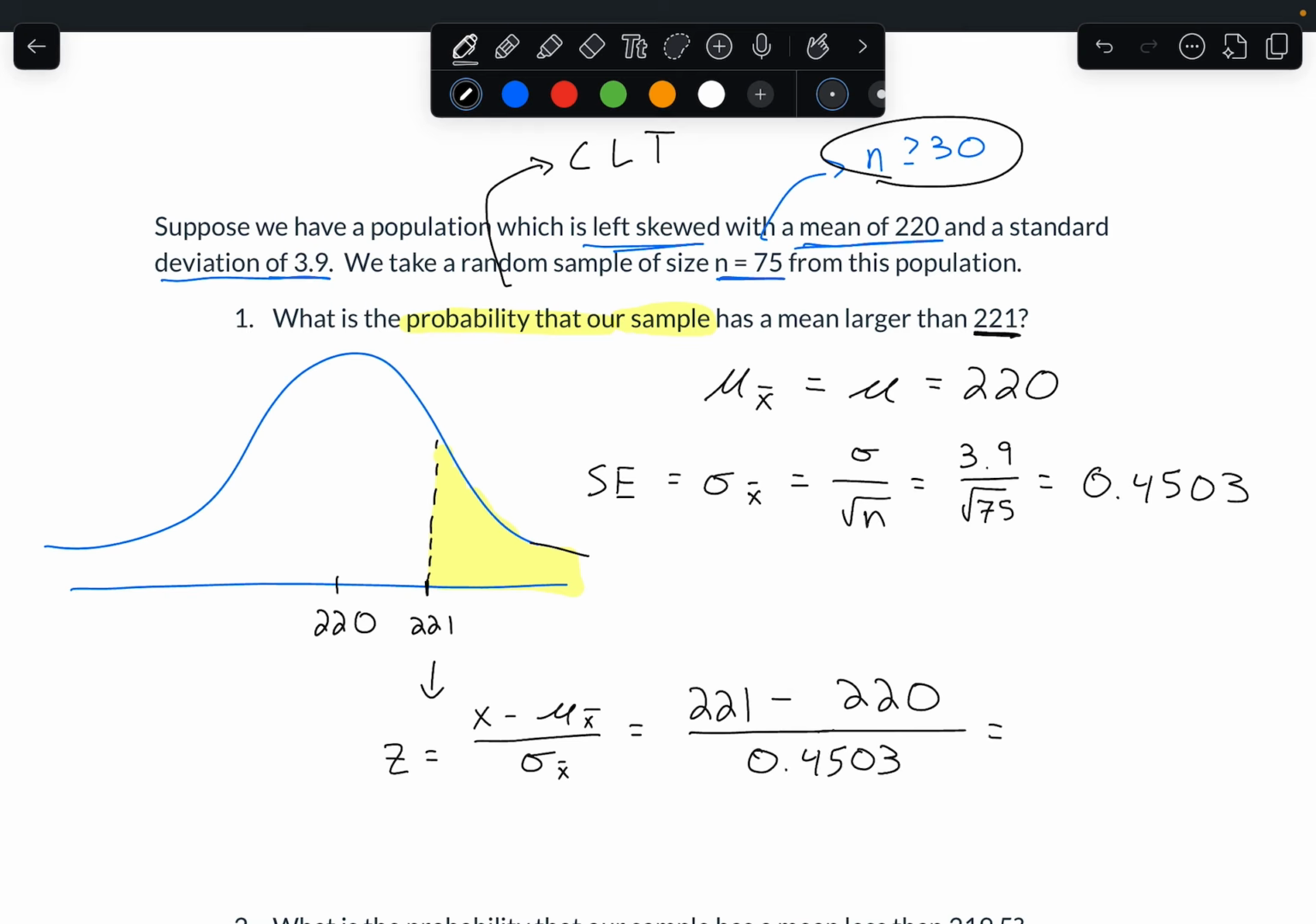0.4503. And the thing to remember is we get to use the normal distribution, which means we want a z-score. We really only need the first two decimal places. So 221 minus 220 and then divided by 0.4503, I ended up with a z-score of 2.22. And then at this point, we've seen these types of problems before. We would say, okay, let's go find the area to the right of z equals 2.22.